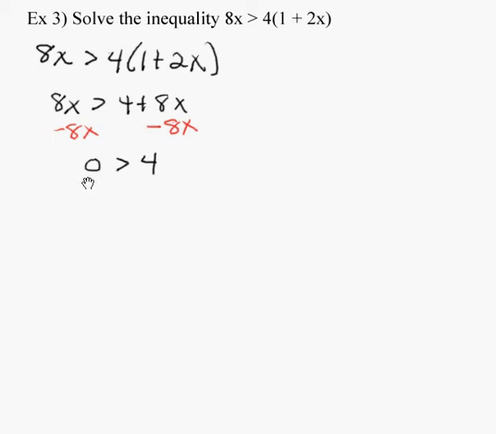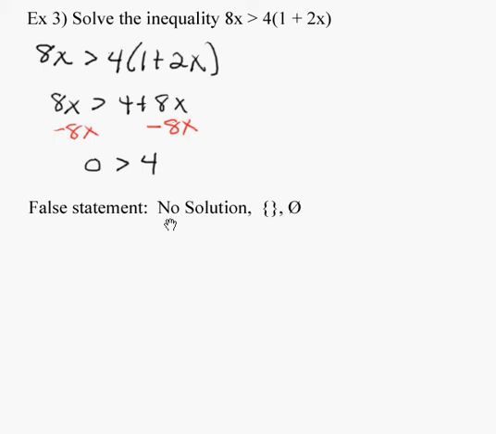Well, here's what you do. You ask yourself, what's left? Is it a true statement or is it a false statement? So 0 greater than 4, true or false? That's false. When it's false, that means there's no solution. No possible solution if it's false.